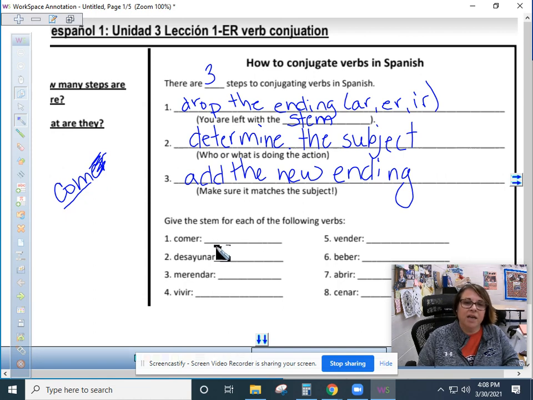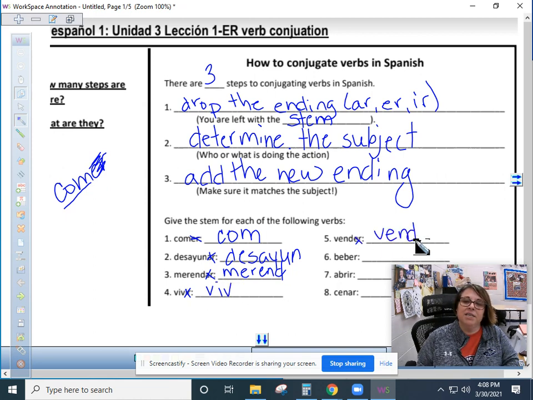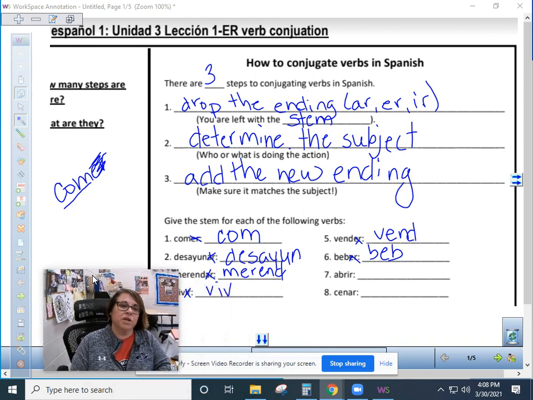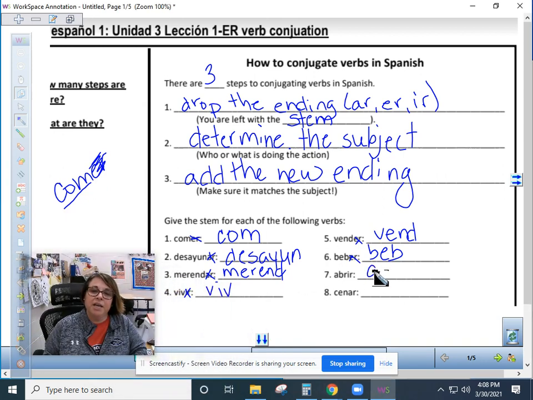Okay, so you should be back, and let's go over these. If you take off the ER, what's left is COM. If you take off the AR, what's left is the stem. It's desayun, right? Whatever is left is the stem. Remember that. Vender, V-E-N-D, beber, B-E-B. Abrir, A-B-R, and cenar, C-E-N, right? Okay.